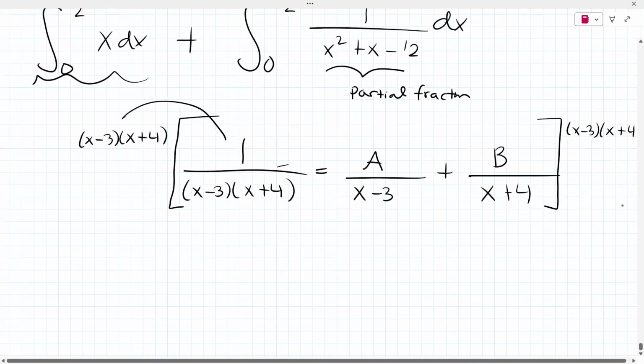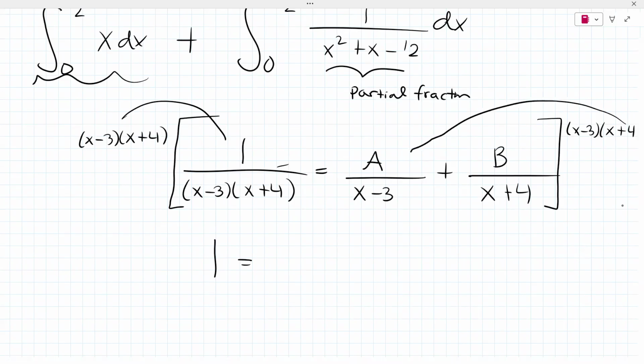And then FOIL this out, this cancels as 1. And then over here, when you multiply this by this term, the x minus 3 cancels. So you're left with a and x plus 4. And then when you multiply this by this term, the x plus 4 cancels. You're left with b and x minus 3, right?